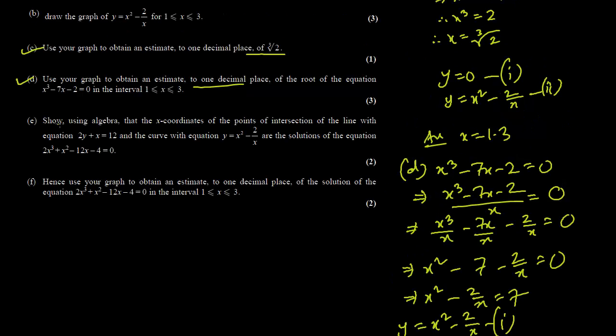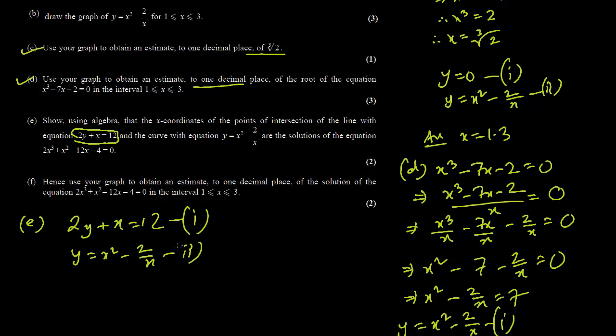Next question. Now we have to do some algebra. So question number E, we have this line given. 2y plus x equals 12, and we have our original equation y equals x squared minus 2 by x, equation 2. So we have to show by solving simultaneous equations that this and this intersect such that this is what we get, 2x cubed plus x squared minus 12x minus 4.